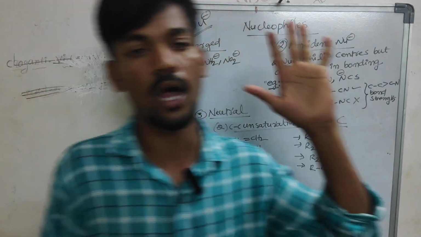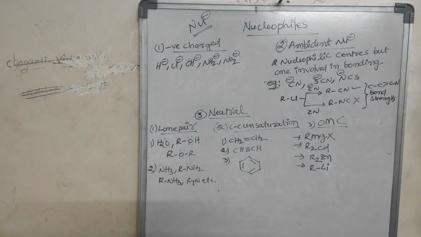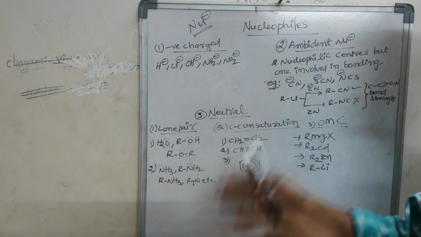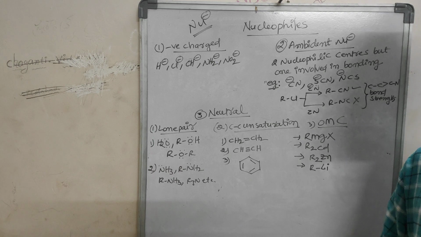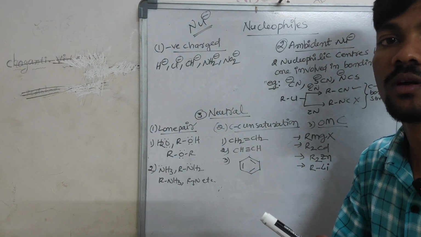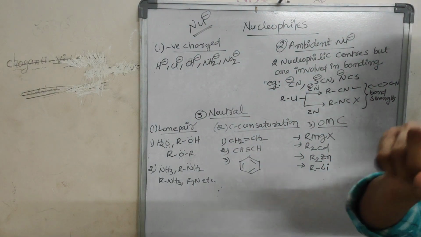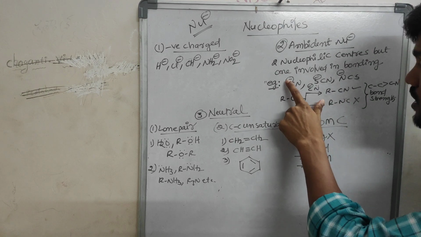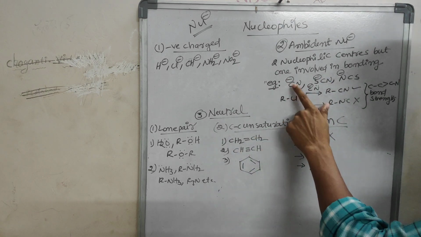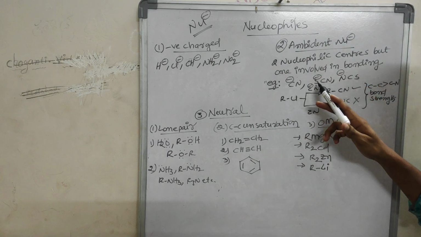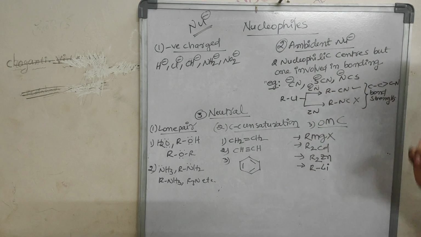Coming to the ambident nucleophiles. Ambident nucleophiles means what? There are two nucleophilic centers. Both centers will not participate in the reaction, in bond formation. Only one center will form the bond. I will show you an example. CN minus is there. Sorry, C minus N. So negative charge is present on carbon only. Here negative charge is present on sulfur only. Negative charge is present on NCS only.